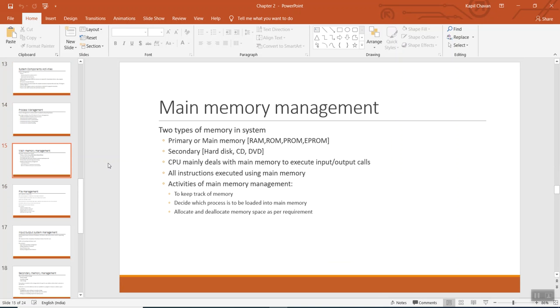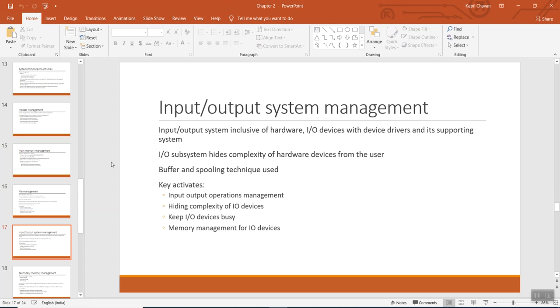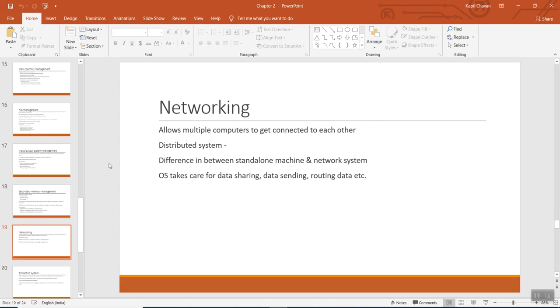Your memory is divided into three sections: primary, secondary, and the cache area that we have seen in the last lecture. Then we have seen in detail about file management, another activity carried by the OS, then input output system management, then secondary memory management, and now we will complete the remaining three of the activities given by the operating system.